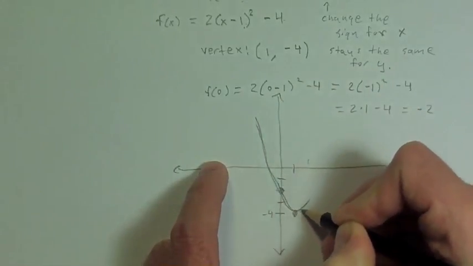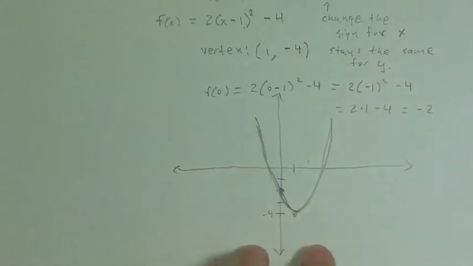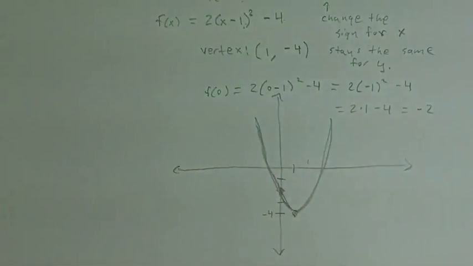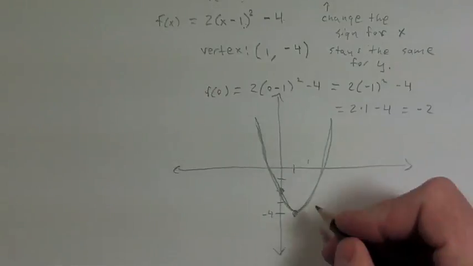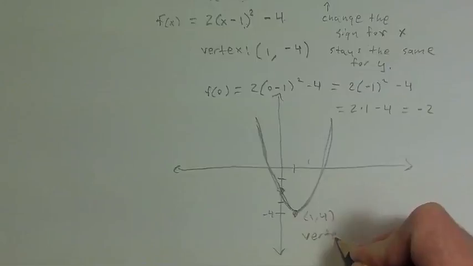To graph this parabola, it's going to look something like this. Getting the next point helped me figure out which way this parabola was opening. We are opening up from the vertex. So 1, negative 4 is the vertex.